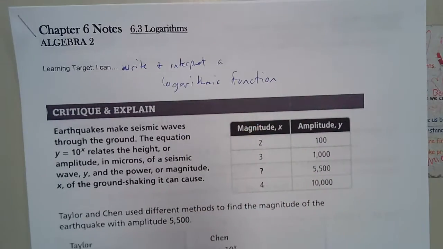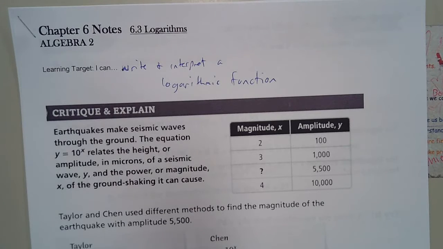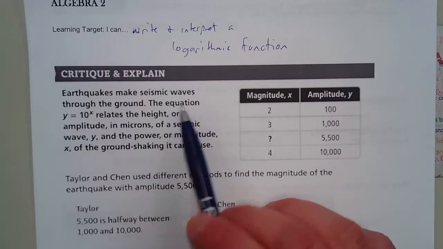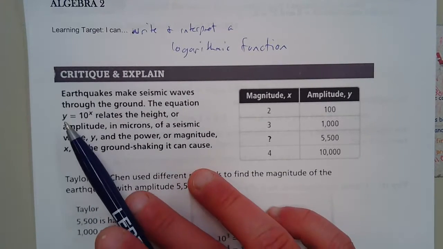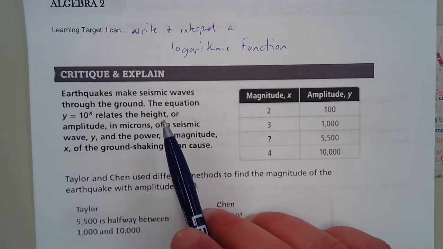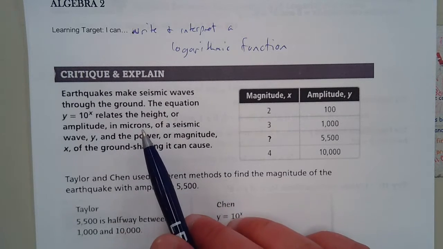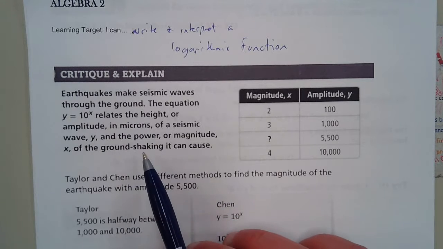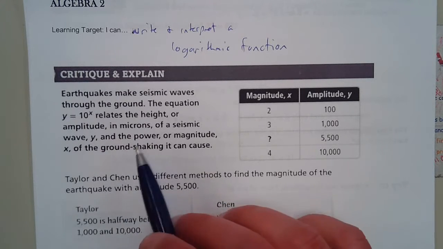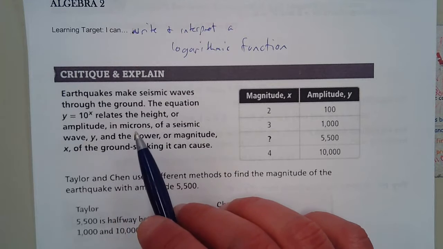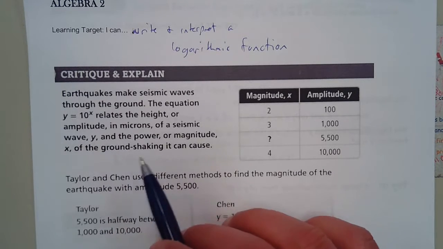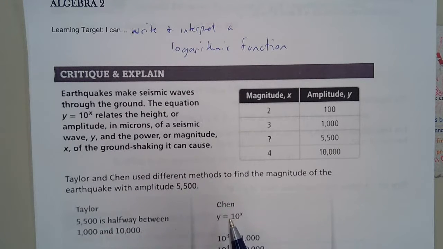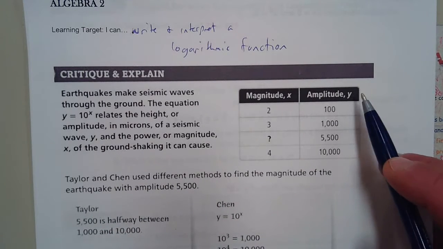All right. So this starts off with a kind of a rationale of why logs exist. Earthquakes make seismic waves through the ground. The equation y equals 10 to the x relates the height, or the amplitude in microns, of a seismic wave y to the power or magnitude x of the ground shaking it can cause. So the y value is the size of the wave.